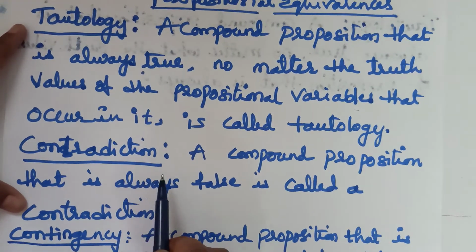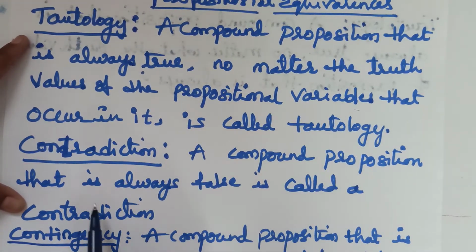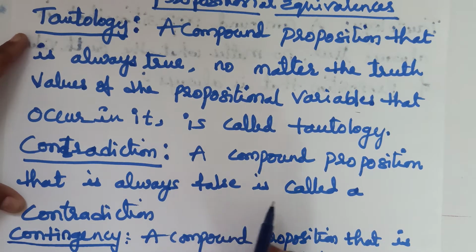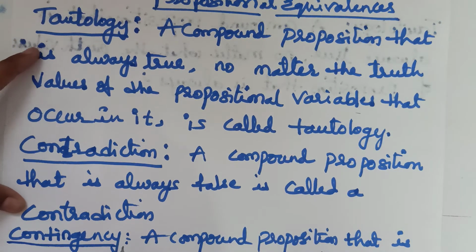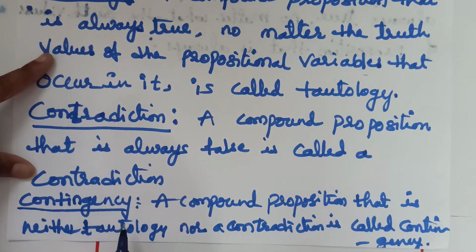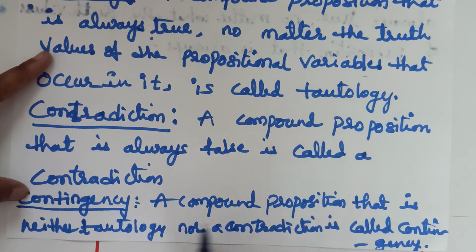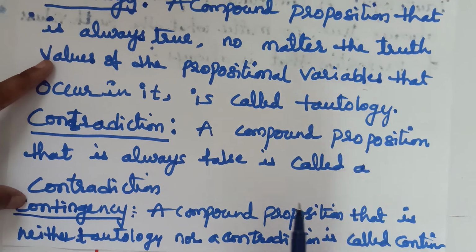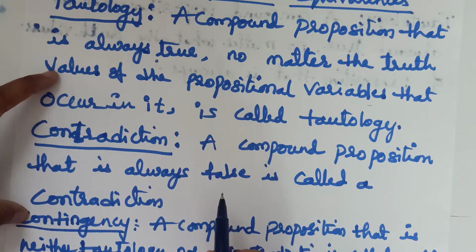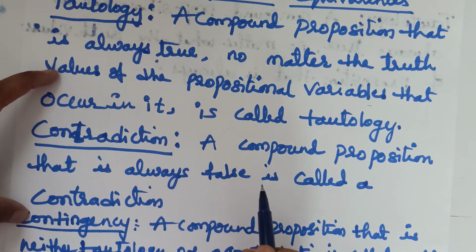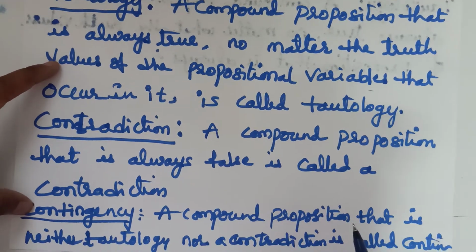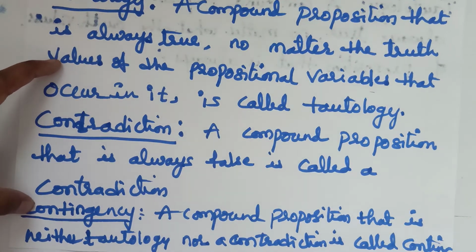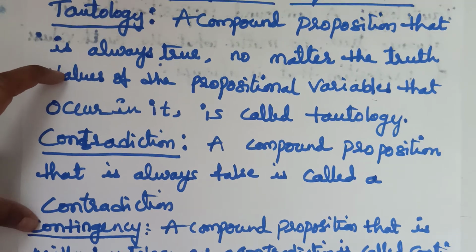And contradiction. A compound proposition that is always false is called a contradiction. The next one is contingency. A compound proposition that is neither a tautology nor a contradiction is called a contingency. So how do you check whether a given statement formula is a tautology, contradiction or contingency? By taking one example, I'll explain what is a tautology, what is a contradiction and what is a contingency.